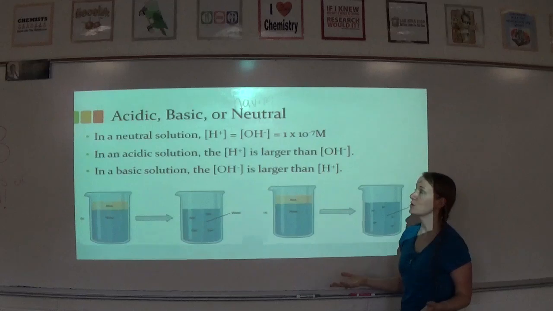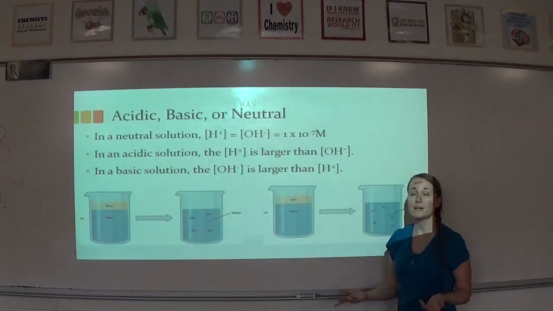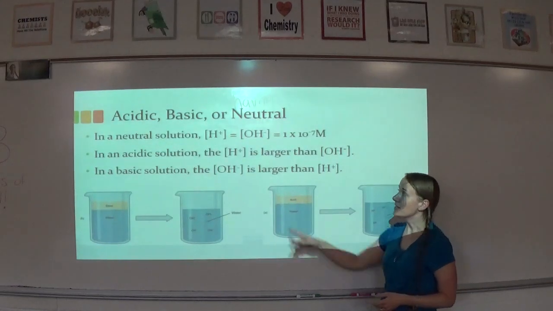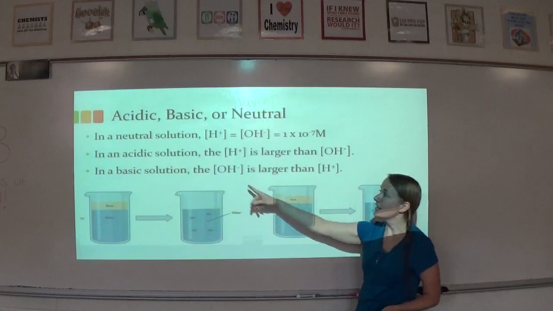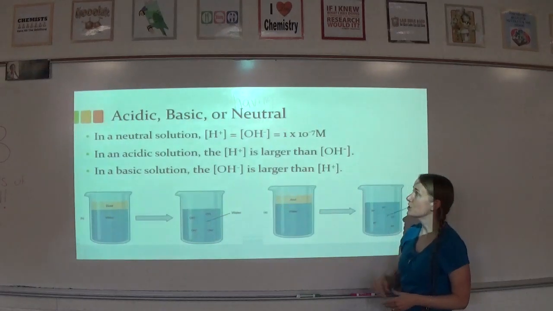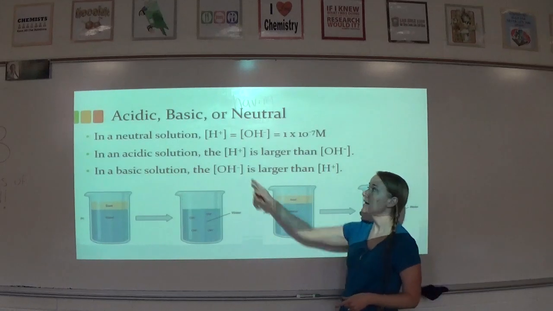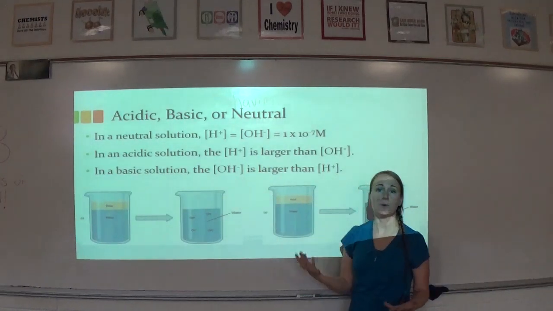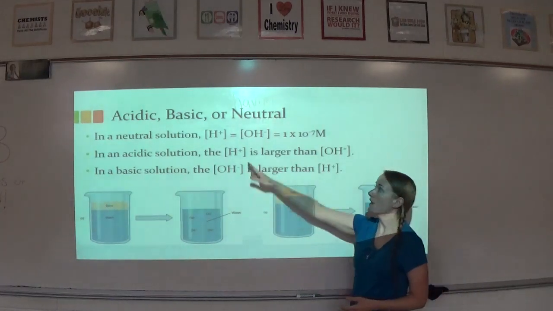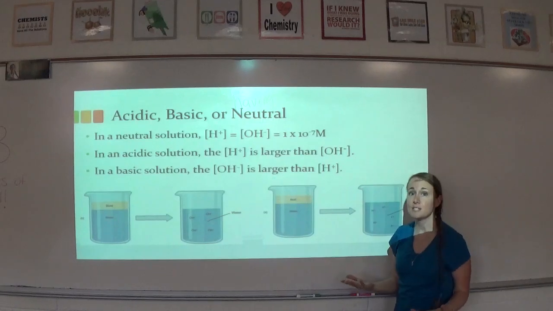In a neutral solution, your concentration of H plus and OH minus are equal, and they'll both be 1 times 10 to the negative 7 molar. In an acidic solution, the H plus concentration is larger than OH minus, and in a basic solution, the OH minus concentration is larger than H plus. If you remember back in the section 1 video, we said Arrhenius acids produce H plus in solution and Arrhenius bases produce OH minus in solution. So if your H plus is higher, that means there's more acid. If your OH minus is higher, that means it's more basic.